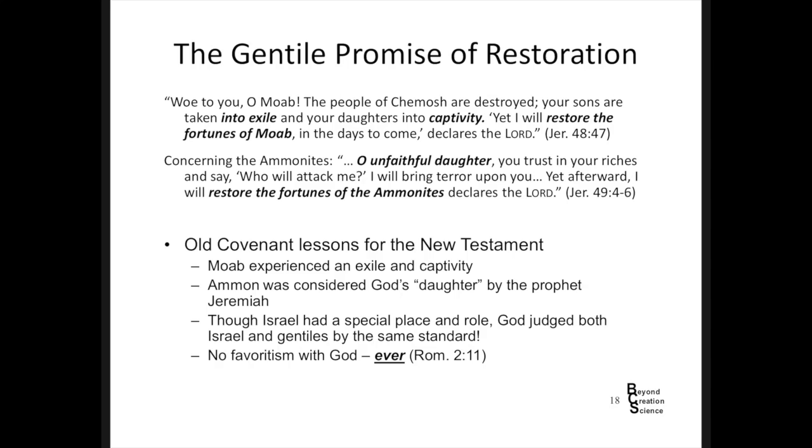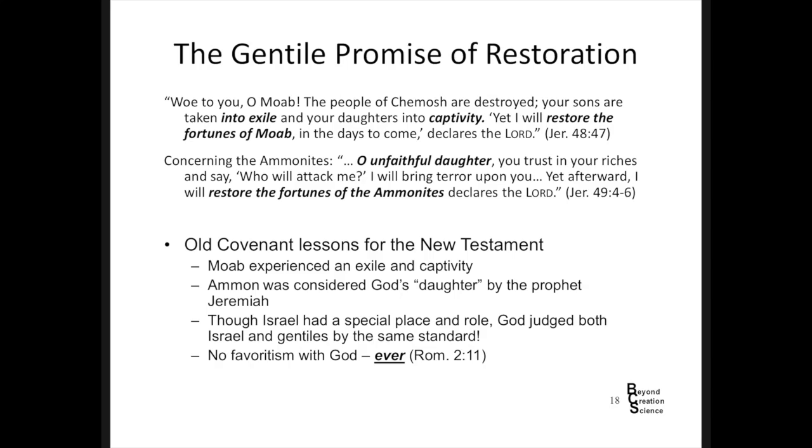Concerning the Ammonites, "O unfaithful daughter, you trust in your riches and say, who will attack me? I will bring terror upon you, yet afterward I will restore the fortunes of the Ammonites, declares the Lord." Some lessons here, the setting context for the New Testament, isn't it? If Israel has a promise of restoration, we find Gentiles have a promise of restoration as well.